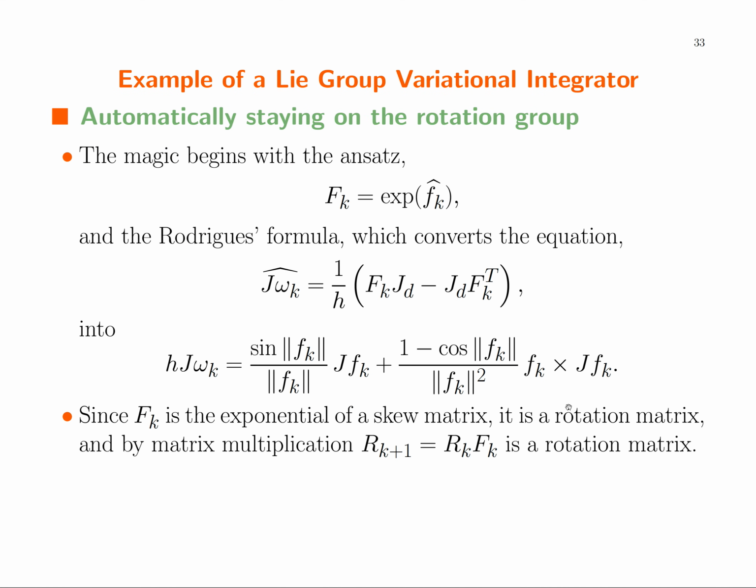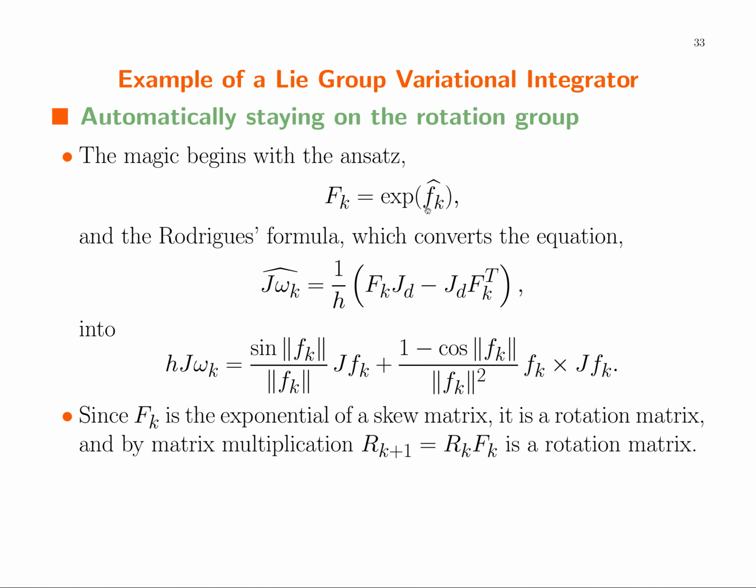And so in order to guarantee that the method stays on the Lie group, you basically write down an ansatz for the update. This Fk you should think of as being the near to identity rotation, which takes you from the current attitude to the attitude at a later time. It's essentially the relative rotation between 2 states of the rigid body.